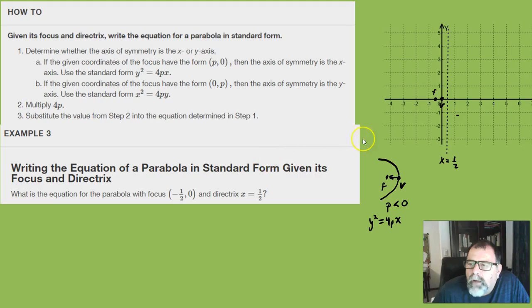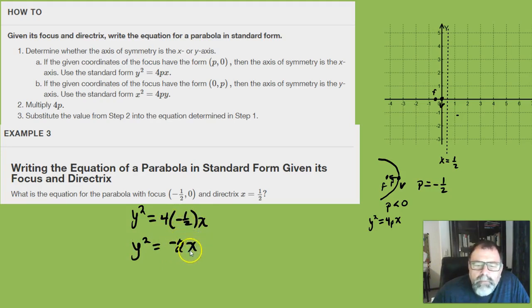And so now we just need to figure out p. p is the distance from the vertex to the focus. So we're going negative 1/2. So p equals negative 1/2. And that's all we need. So we get y squared equals 4 times negative 1/2 x. Simplify that. 4 divided by 2 is 2, so that's negative 2x. And that's our answer.